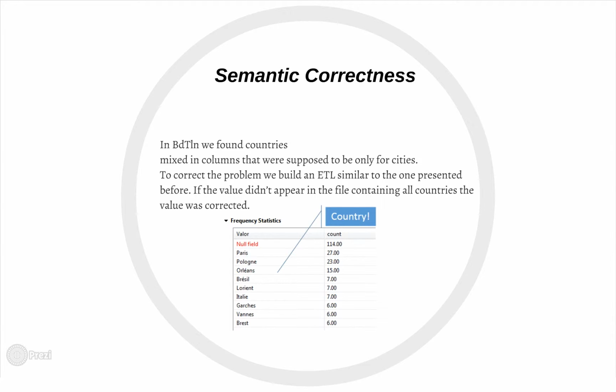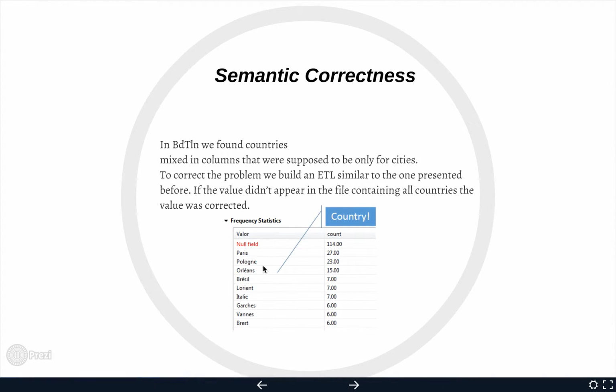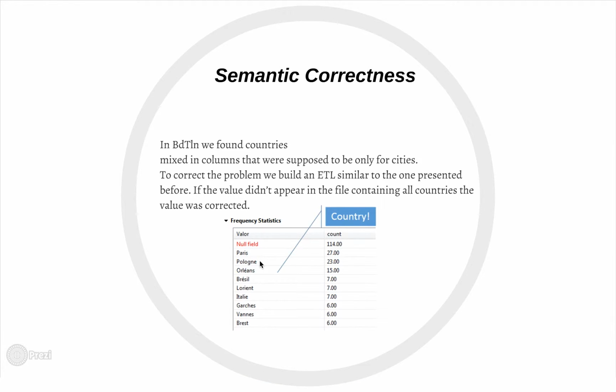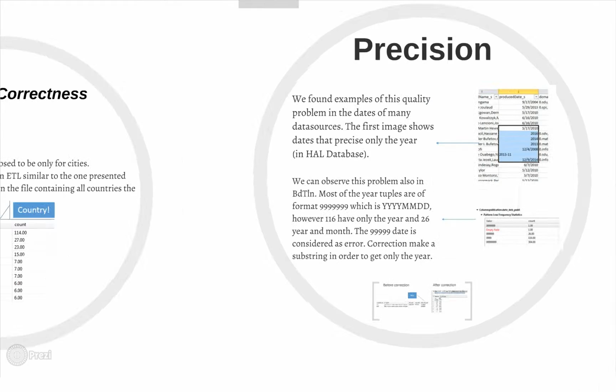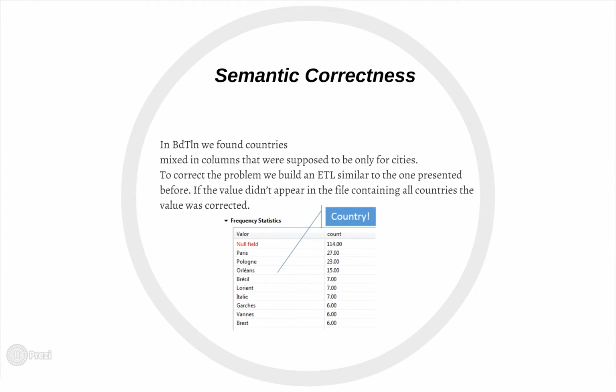So now let's talk about semantic correctness. In BDTLN, we also had this kind of problem. This one was a table directed only to cities, but in this table we had also countries. So this was a semantic correctness problem because we had entities that do not correspond to what the column was describing. So in order to correct this, we did an ETL really similar to the one that we created for the step before, that mapped each city to each country.